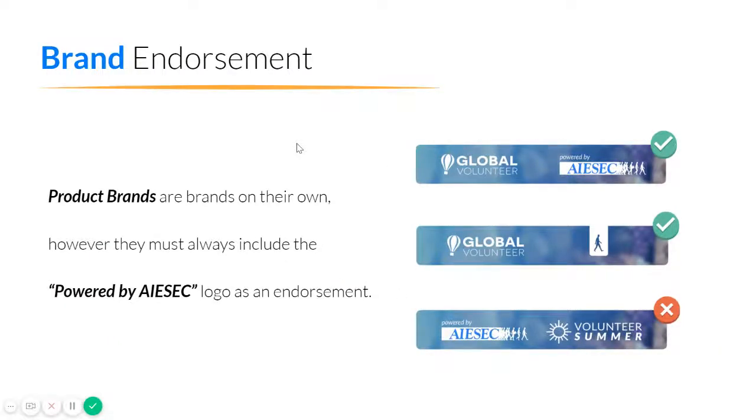Brand endorsement. These are actually our product brands on their own. However, they must include the powered by logo as an endorsement. Say, when you are using a Global Volunteer logo, you should not use the normal ISEC logo. Instead, use the powered by ISEC logo with it.